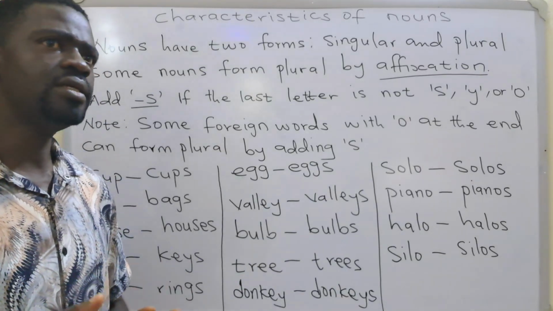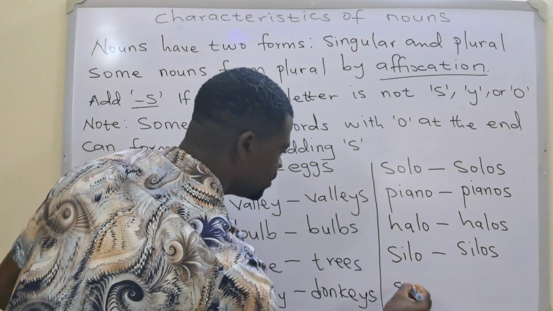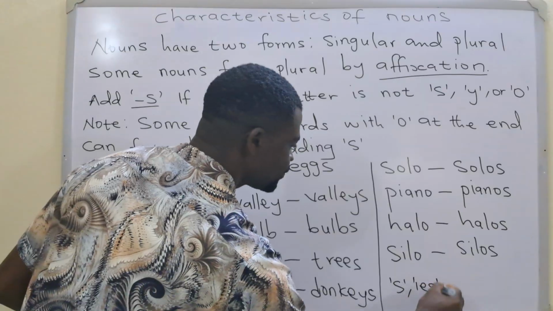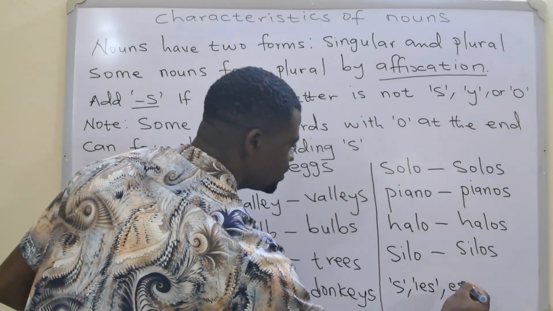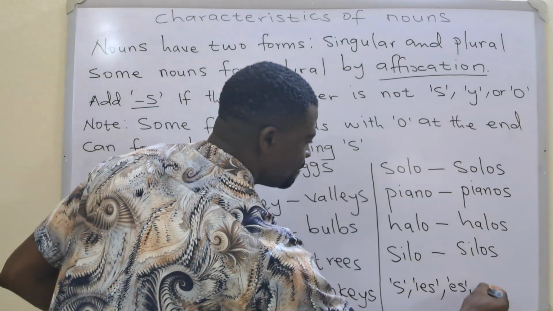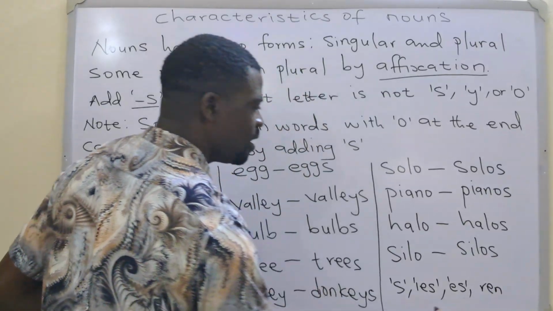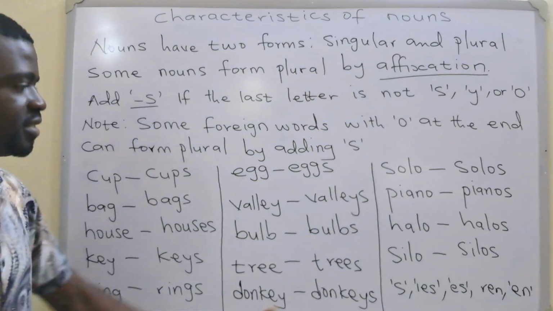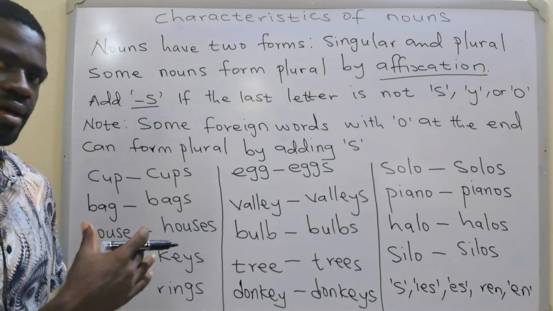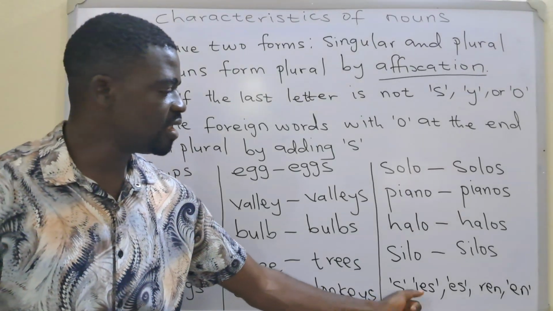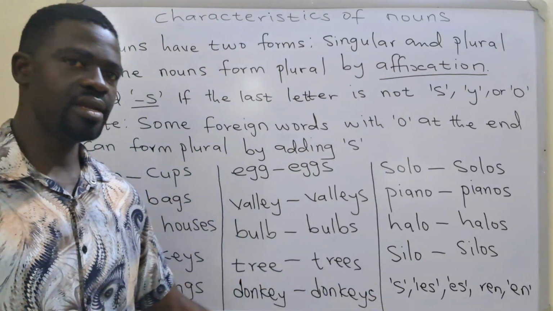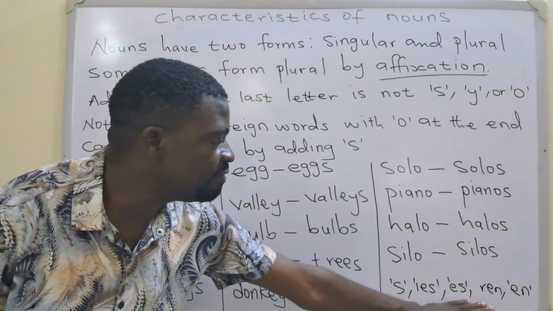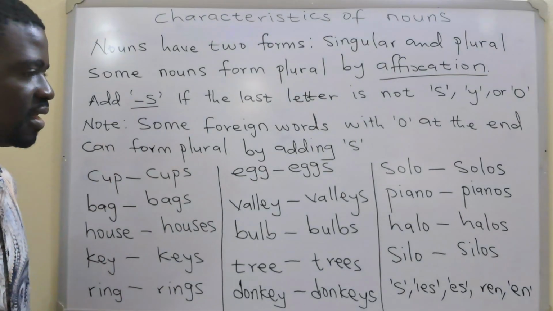Some of the bound morphemes that you can add to a noun are S, this one, this is the morpheme. You can add I, E, S. You can add another bound morpheme, this one, E, S. You also have R, E, N, and E, N. These are some of the bound morphemes you can add to singular nouns to make them plural: S, I, E, S, E, S, R, E, N, and E, N. They are bound morphemes, and through the process of affixation, you can use these bound morphemes to make nouns go from singular to plural. Let's see how that works.